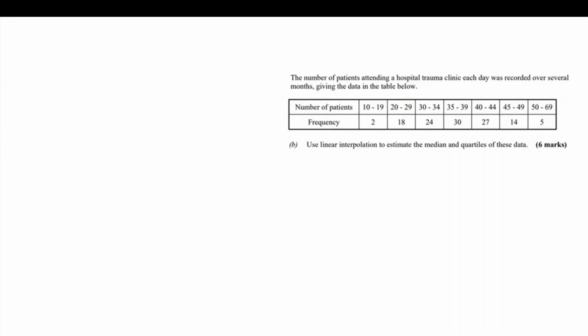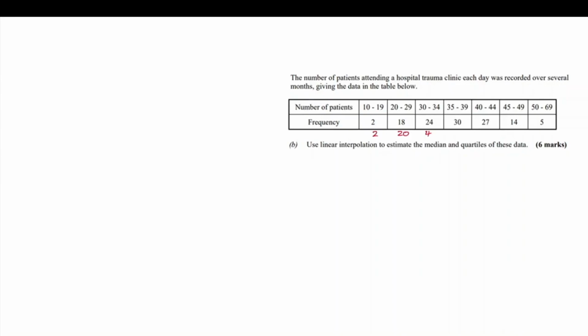We need to make sure that we're using bounds. And as we use those bounds, we will then be able to answer the question. We're asked to use linear interpolation to estimate the median and the quartiles for these data. This means we're going to need the cumulative frequency.